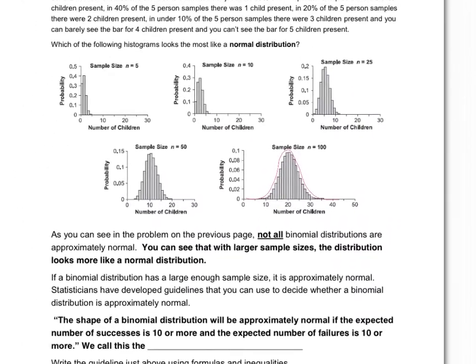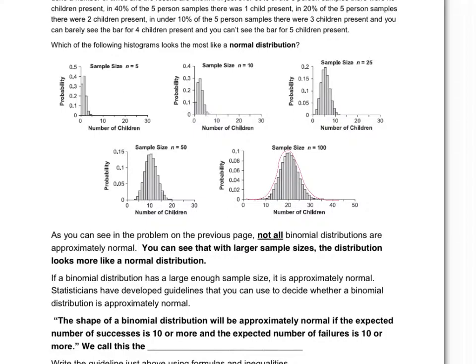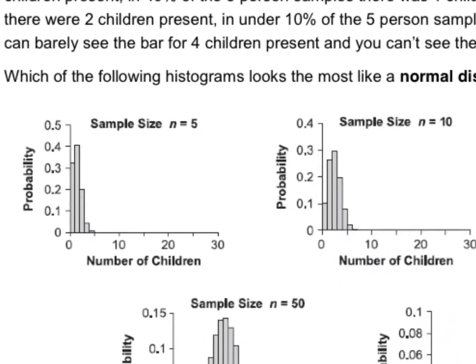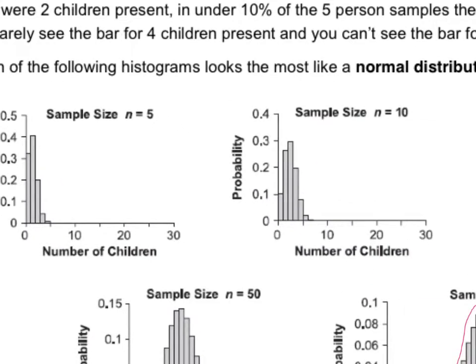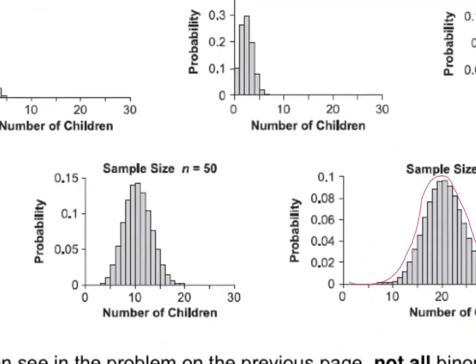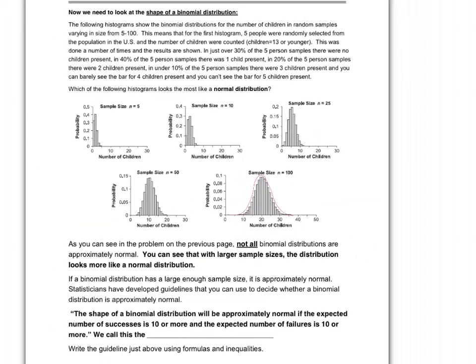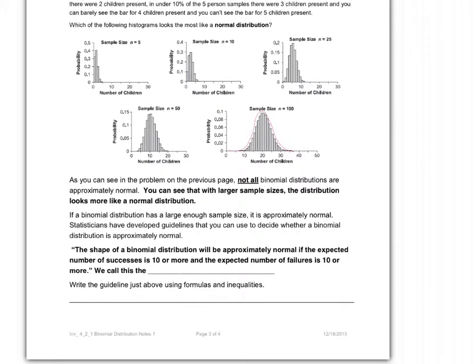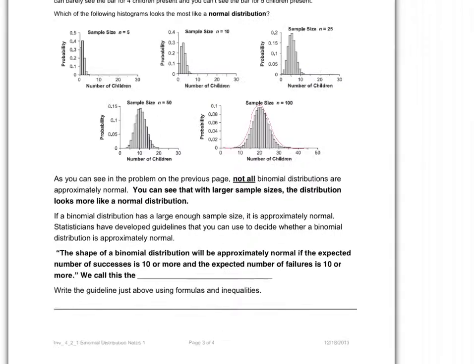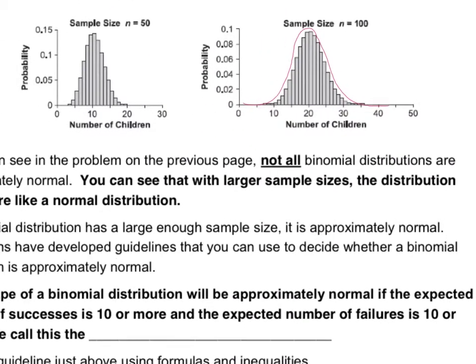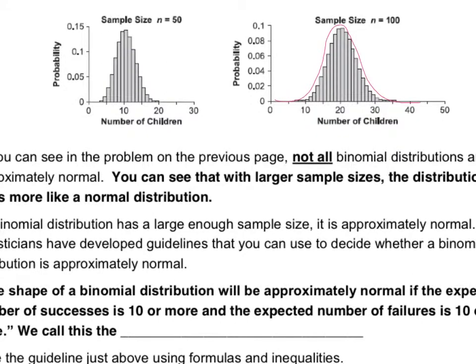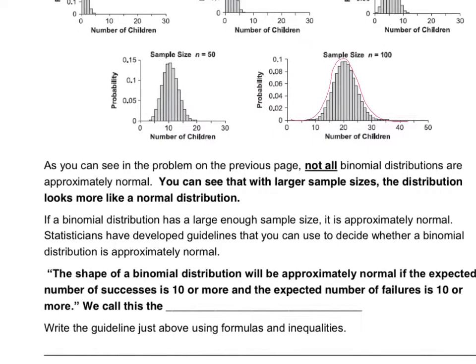So as you can see with all these distributions, not all of them were normal. You can look at these ones right here. This one right here definitely was not a normal distribution. But as we kept on increasing, it got more and more like that normal distribution that we know and love. And this phenomenon happens because we keep on doing larger and larger sample sizes. So with large sample sizes, the distribution looks more like a normal distribution. With a large enough sample size, the closer it gets to being a normal distribution.